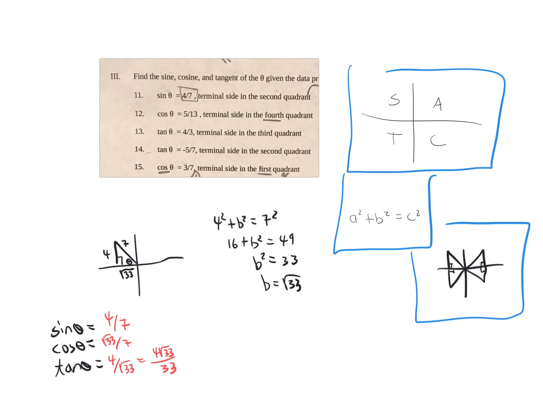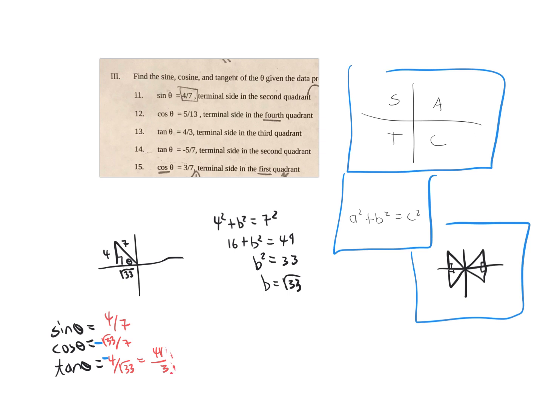All Students Take Calculus. When it comes to the second quadrant, the only positive trig function would be sine, so therefore this cosine gets a negative and this tan gets a negative. All right, so that's that one. Okay, so that is how that one would work.